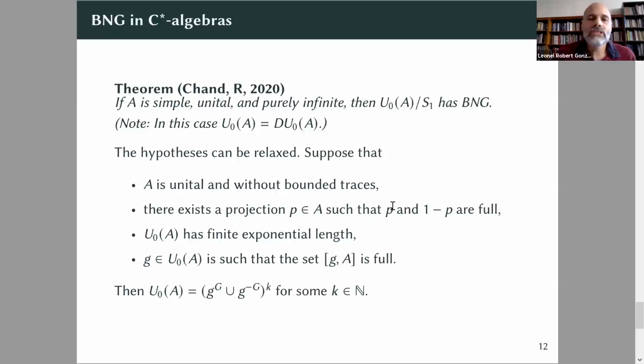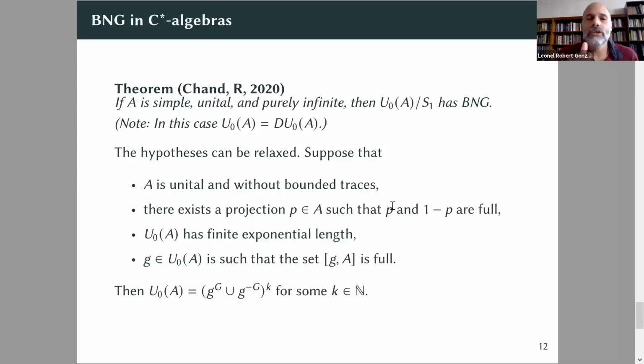Now, let me discuss a little bit the relaxation of the hypothesis of that theorem. It turns out that in the case without bounded traces, the so-called regularity properties do not enter so much. This we do believe is relevant in the case with traces. But here are the hypotheses that are really needed to make that theorem work.